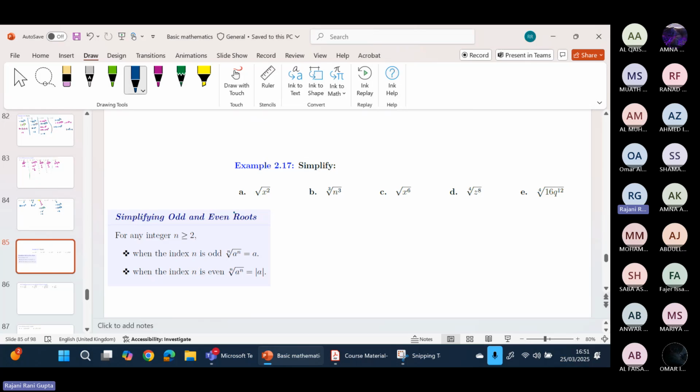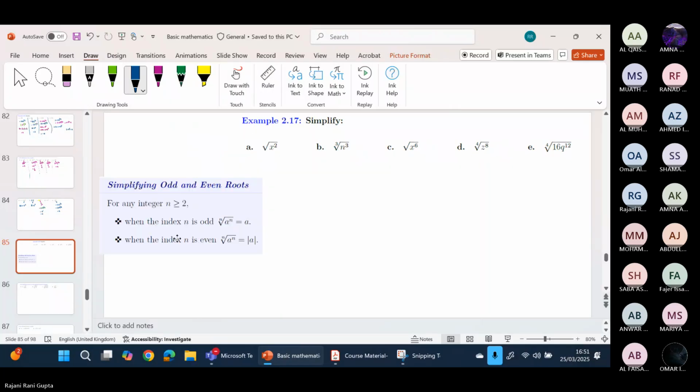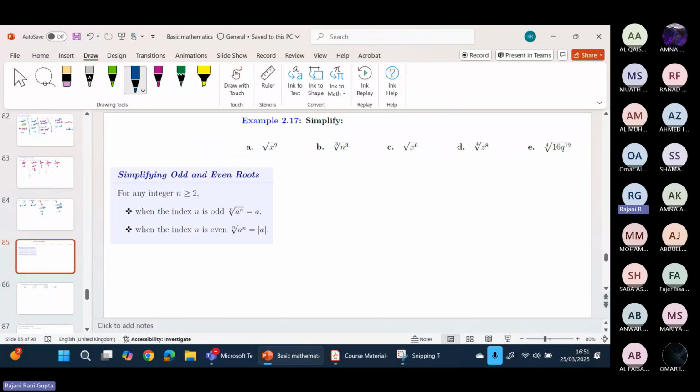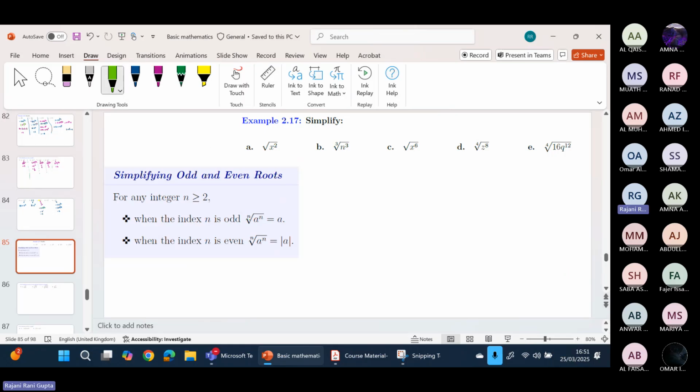Now, when you have to simplify this kind of question, you need to remember this. When the index is odd and you have n and n, the same number, index means the power. So when n and n are the same and it's odd, you write only the number. When it's even, you write mod of that number. For example, here, what is the index here? 2. So 2 and 2 cancel, and 2 is even, so you write mod x.